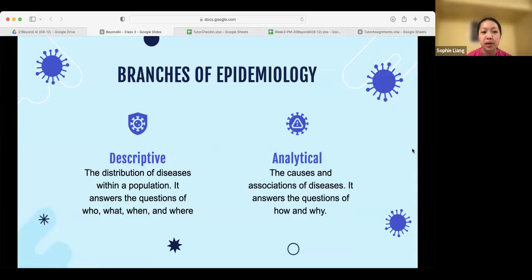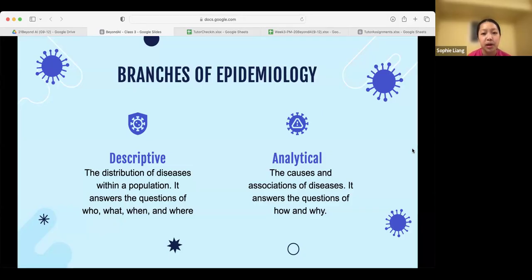And then there are two main branches of epidemiology, that is descriptive and analytical. Description is about the distribution of diseases within a population, and it answers the questions of who, what, when, and where. And then you have the other branch, which is analytical, and that one looks at the causes and associations of diseases. It answers the questions of how and why.